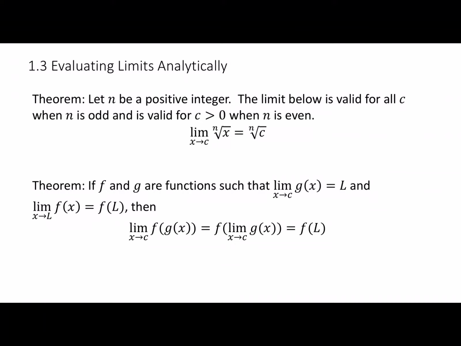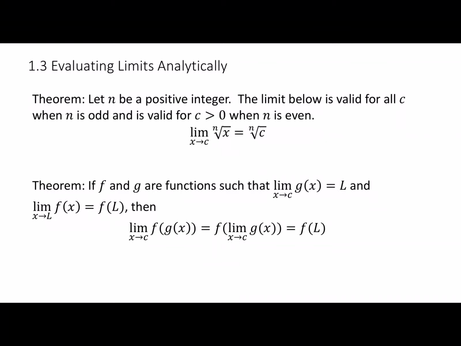All right, here are 2 more useful theorems. We're going to see a lot of theorems in this section that will make it easier for us to compute some limits analytically. So this next theorem says that if I take the limit of the nth root of x as I approach c, then it's equal to the nth root of c. So I'm allowed to just plug c in. That's true for all c when n is odd, and it's true for positive c when n is even. Remember, we can't plug in negative values into an even root.